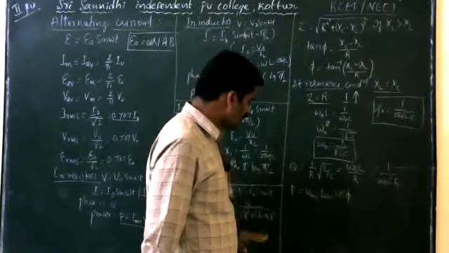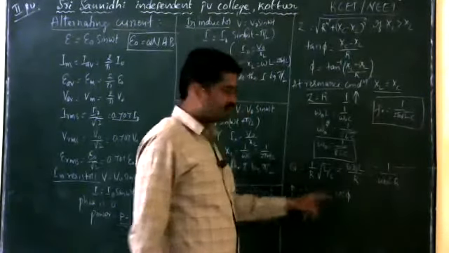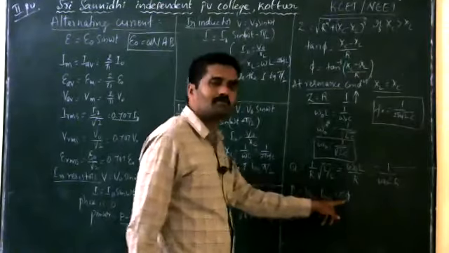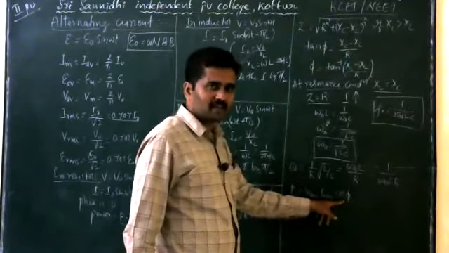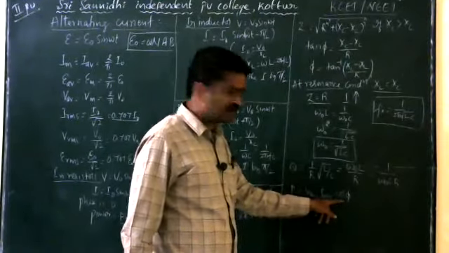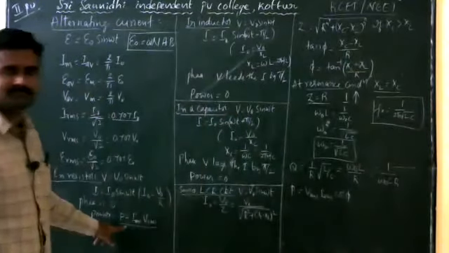Now observe it in a resistance. In a resistance, the phase angle phi is zero. If the phase angle is 0, cos 0 will be 1, and the power dissipation will be the maximum.